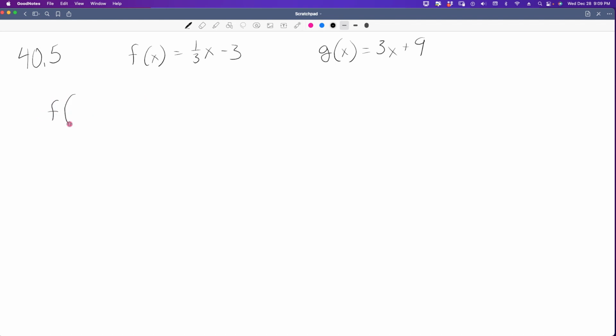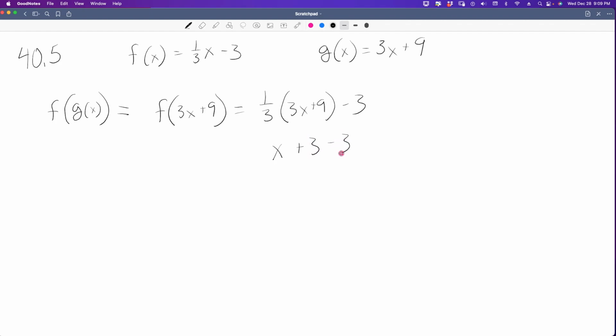All right, so first let's do f of g of x first. So we're going to take g of x and substitute it in for the x in the f of x. So that is going to equal f of 3x plus 9. And we're going to put that in here. So it'd be 1/3 times 3x plus 9 minus 3. So that's going to be 1 times 3. This is going to be 3x over 3, so that's going to be x. And 1/3 of 9 is 3, minus 3, so the answer is x, because positive 3, negative 3 cancel each other out. So our resulting answer is x there.